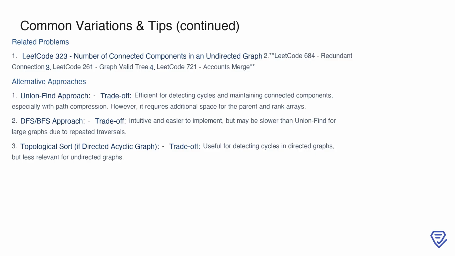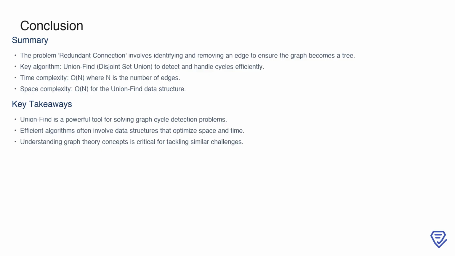Another technique, topological sort, is useful for detecting cycles in directed acyclic graphs but is less relevant for undirected graphs like this one. Understanding when to use each approach and their trade-offs is key to demonstrating both efficiency and adaptability in solving graph problems. Great job! Today, we explored the redundant connection problem, discussing its solution using the union find algorithm. Remember, mastering efficient algorithms and data structures like union find is key to solving graph problems.